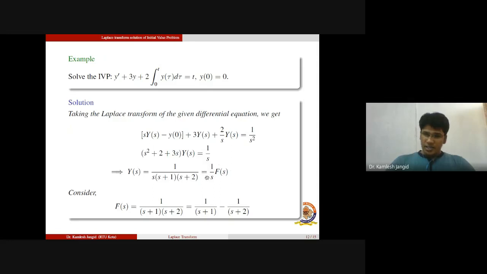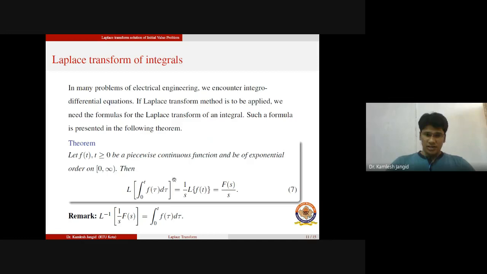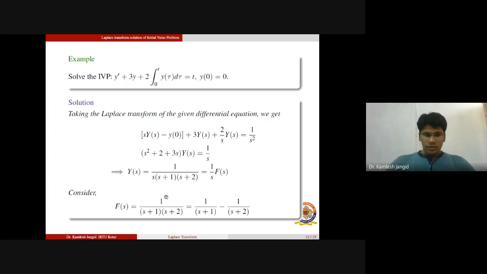And if your Laplace transform is of this form, then we can use this relation. It means, to find the inverse Laplace transform, we use this relation. Here capital F(s) is 1 upon (s plus 1)(s plus 2).